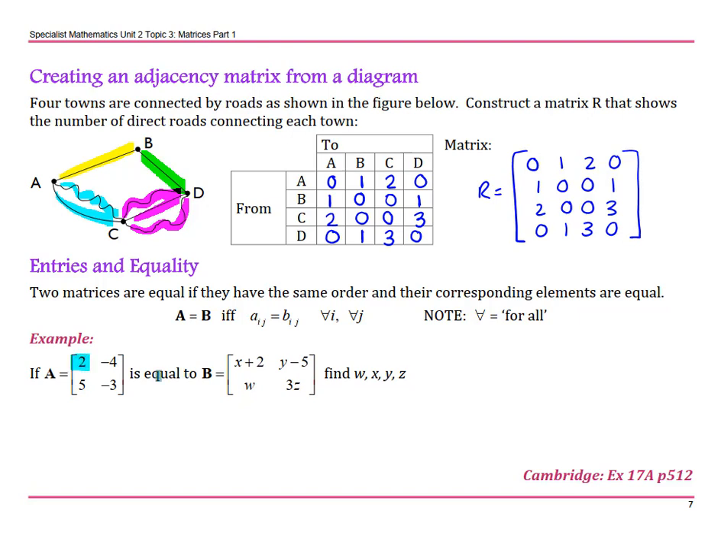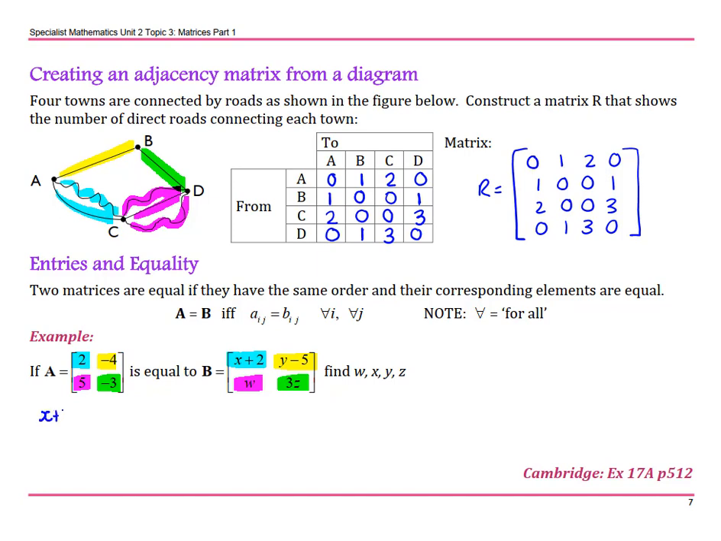So the corresponding elements are the same. We have x plus 2 equals 2, so x has to be 0. y minus 5 equals -4, so y has to equal 1. w equals 5. 3z equals -3, so z has to equal -1.